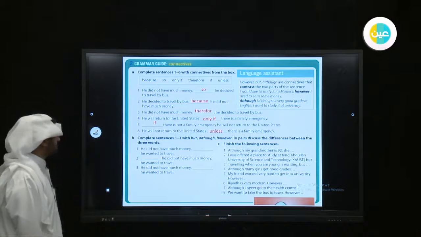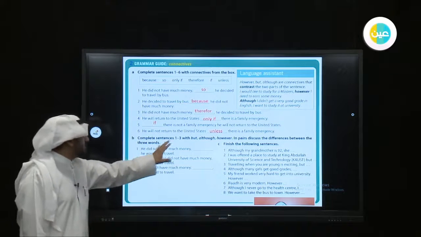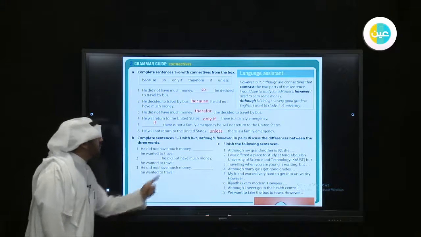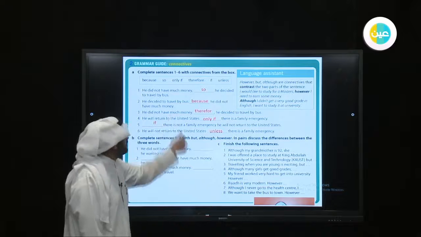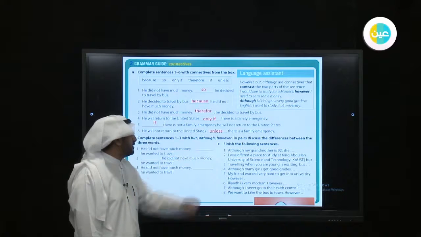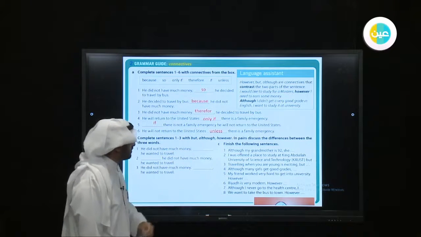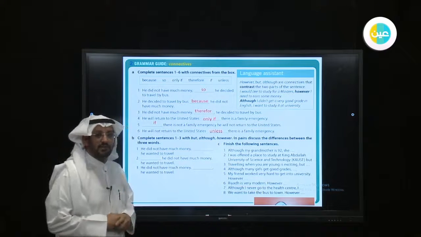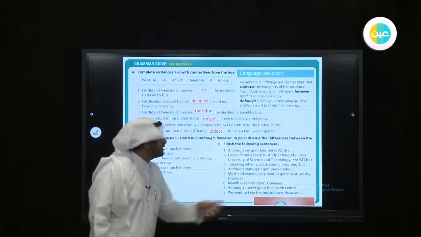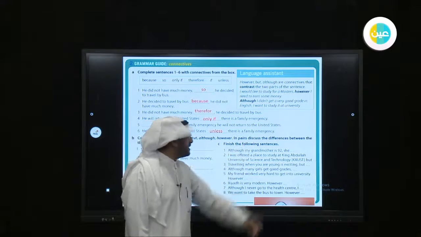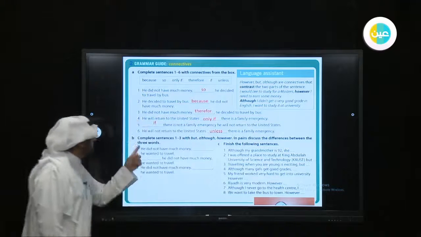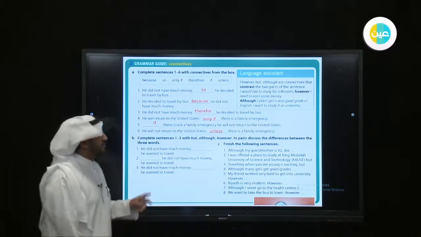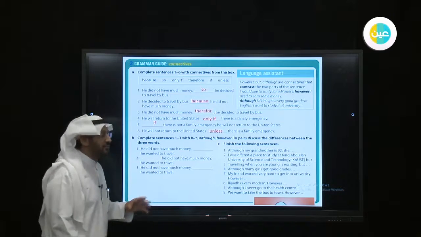Part B. Complete the sentence. 1, 2, 3, sentence with connectives: but, although, however. In pairs, two students together, please discuss the difference between the three words. What's different between them?